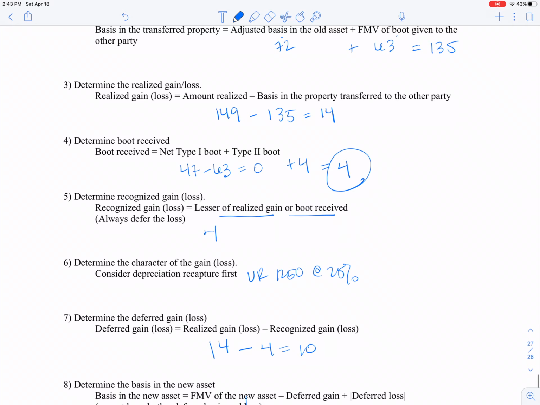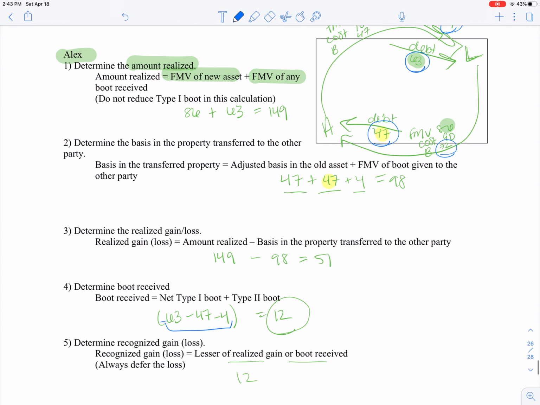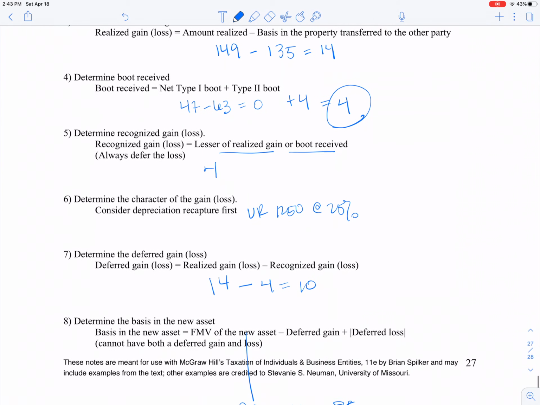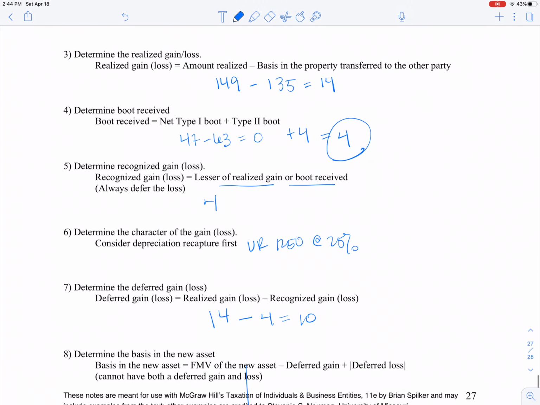And then down here, we had the boot received for Laney. She was receiving 47 in debt relief, but she was taking on 63. So those netted to 0. And then we added the 4 that she was getting in boot. And so that was our 4.